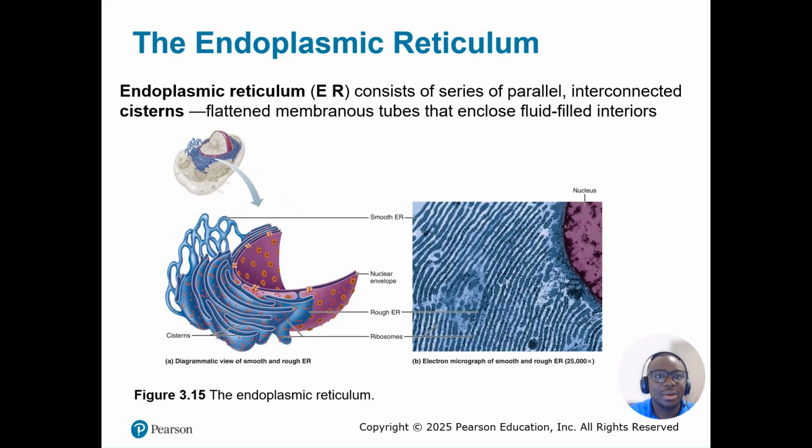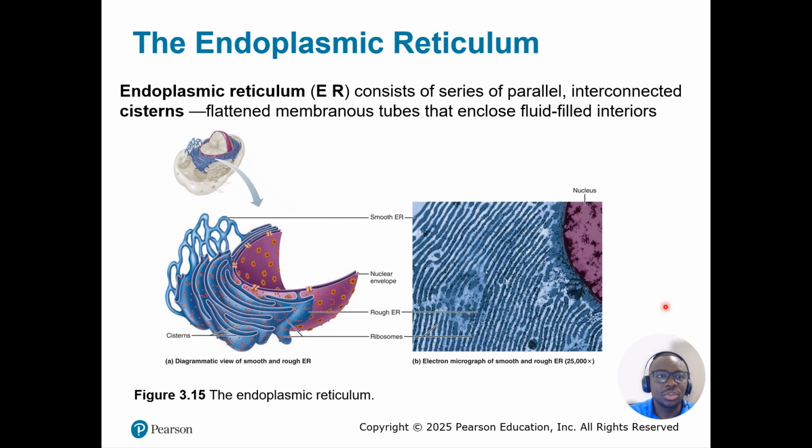The next organelle is the endoplasmic reticulum, or the ER. The ER consists of a series of parallel interconnected flattened membrane tubes called cisterns that enclose fluid-filled interiors. From this diagram, you would notice that the ER is continuous with the outer membrane of the nucleus.